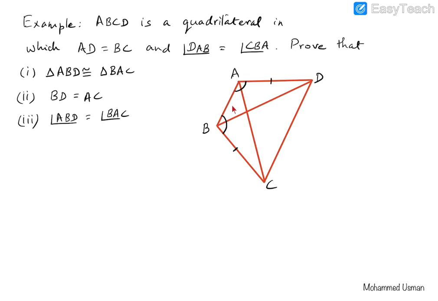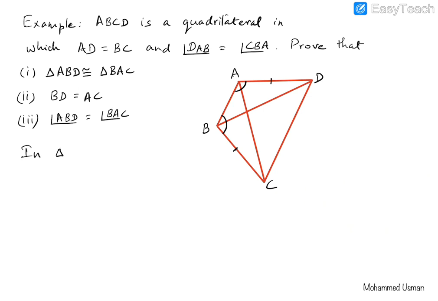ABD means this angle here, from here to here, is equal to angle BAC, this angle over here. Okay, so let's first proceed with showing that the two triangles are congruent. Once we prove that they are congruent, it will be easy to show that the two triangles have the other parts also equal, because we can apply the CPCT rule once we have proved congruence.